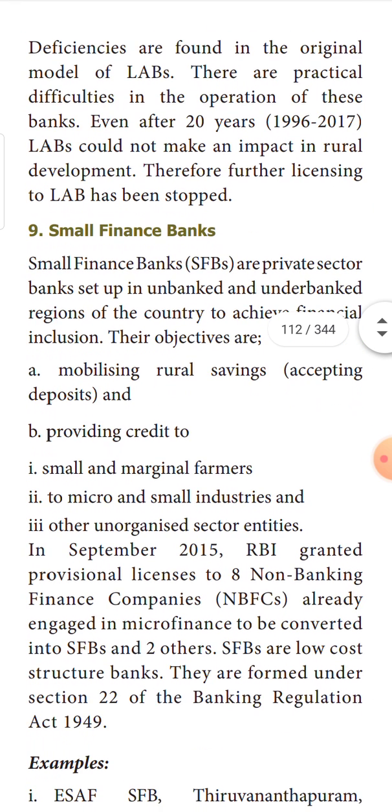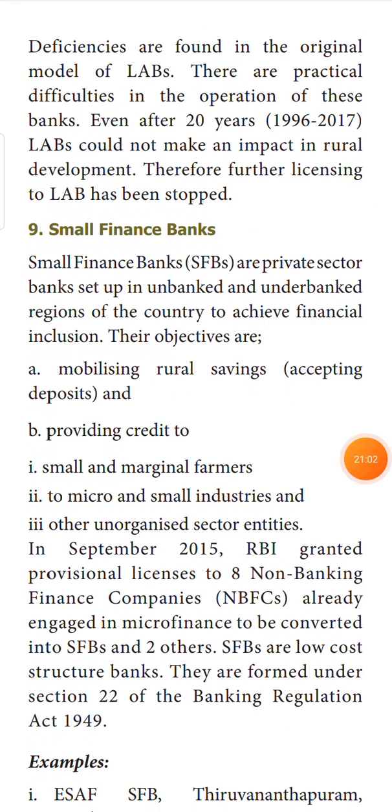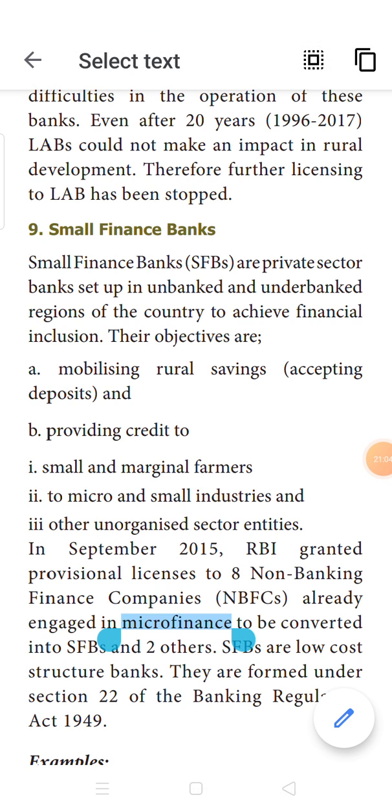The next is small finance banks. The small finance banks, when you see, are also private sector banks. They are set up in areas where there are no banks or where banking operations are very limited, where you have underbanked regions. You call it underbanked regions. That means you have banks there, but the population is so large that banks cannot cater to all the needs of the people in that area. So it is underbanked, or sometimes in a few places there might not be banks at all. So small finance banks are set up in unbanked and underbanked regions.